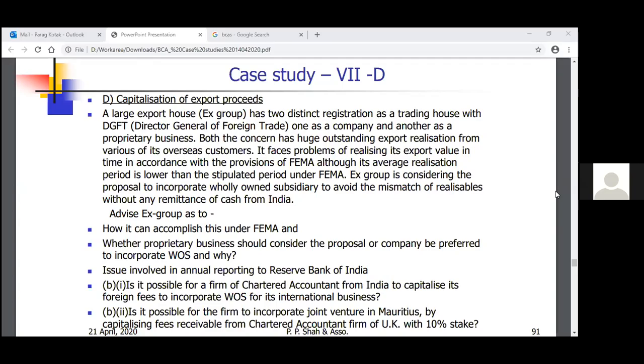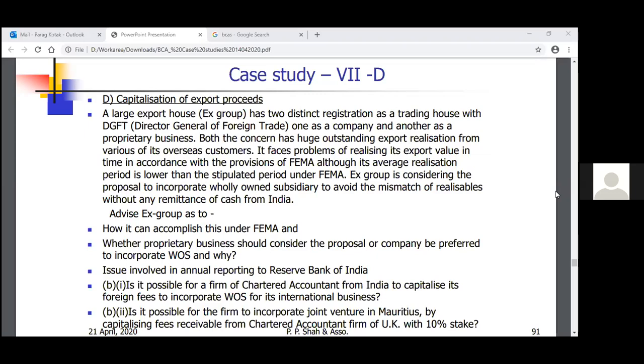So the answer is that yes, you can capitalize the export of goods and services to the extent whatever working capital is required by you abroad. The second question was whether a company is good or a proprietary concern is good. The answer is very simple: the company is preferable, because if a proprietary concern is formed, then you definitely require RBI prior approval for doing such a transaction. And this is the plausible answer I thought can be given for these case studies.